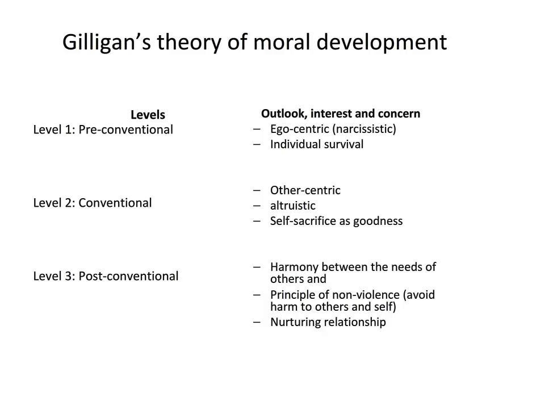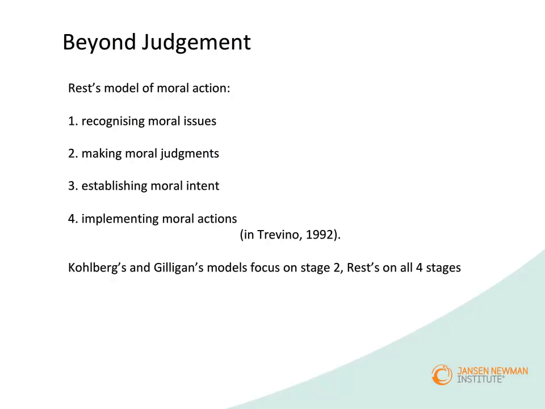Not so much the abstract rules of fairness and justice that Kohlberg was interested in. Now at this point, it's worth stepping back and reminding ourselves that both Kohlberg and Gilligan were talking about what people say about ethics, what people say they will do, what sort of reasons they put forward. But people can do all of that and still behave abominably.